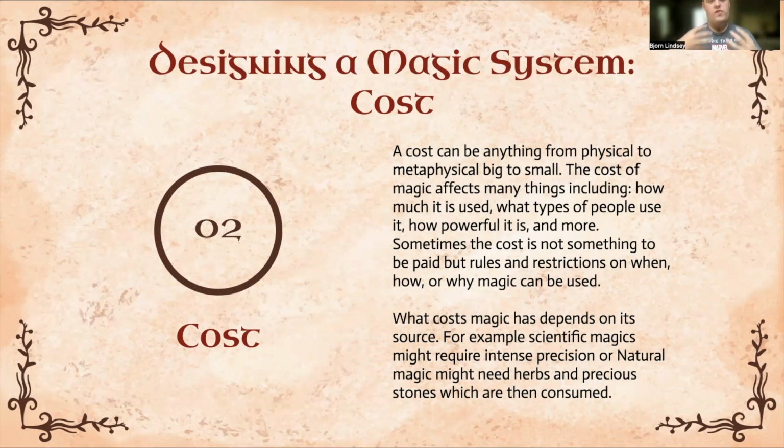And what the cost of a magic system is defines very much what type of people would use it, and usually how powerful it is. This is why you really should define the cost second, as it affects everything else about the magic system.